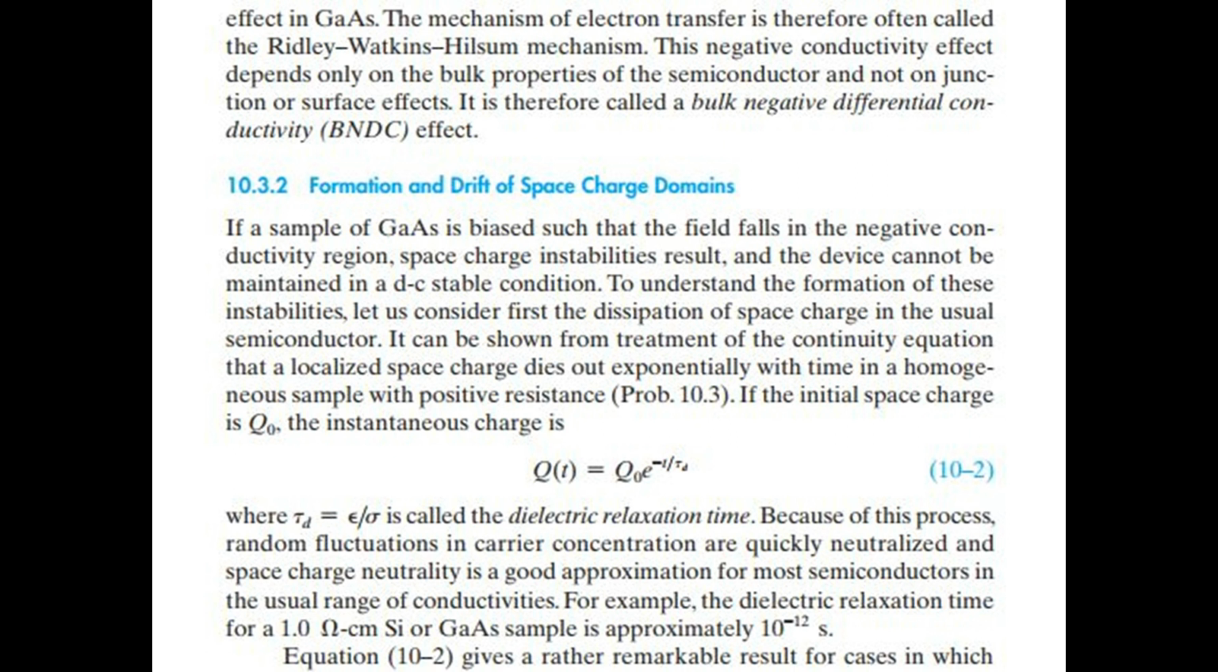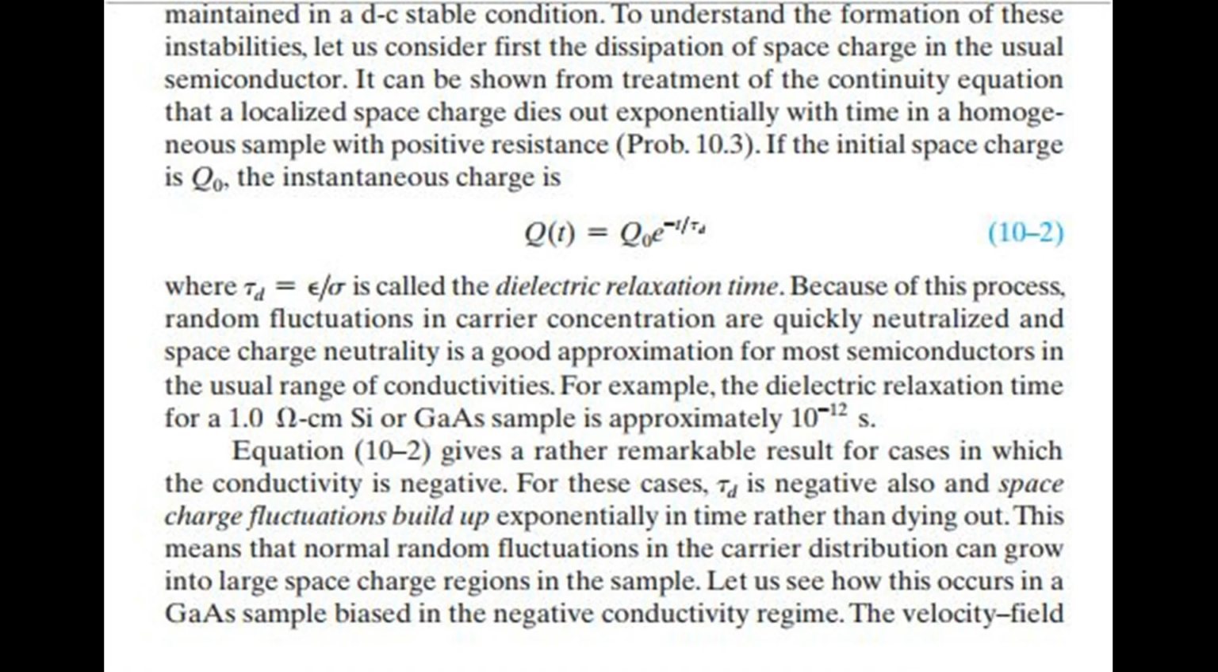Eq 10.2. If the initial space charge is q0, the instantaneous charge is q = q0 exp(-t/τd), where τd = ε/σ is called the dielectric relaxation time. Because of this process, random fluctuations in carrier concentration are quickly neutralized, and space charge neutrality is a good approximation for most semiconductors in the usual range of conductivities. For example, the dielectric relaxation time for a 1 ohm-centimeter silicon or gallium arsenide sample is approximately 1 picosecond. Equation 10.2 gives a rather remarkable result for cases in which the conductivity is negative.